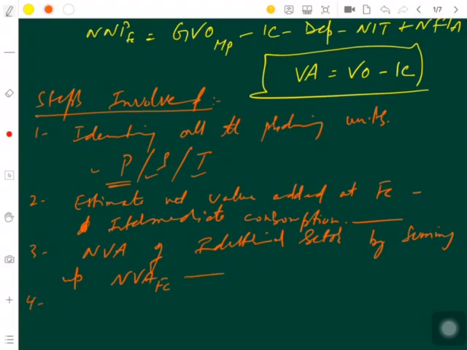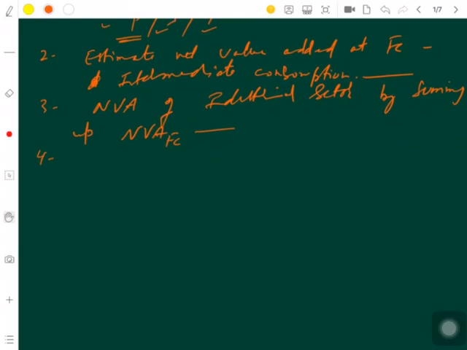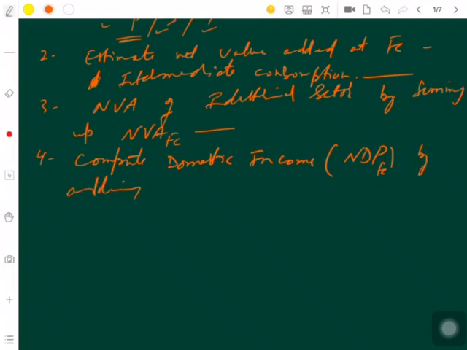So number four, now we have to compute domestic income. What is domestic income? As I said earlier, domestic income means NDP at factor cost, by adding up net value added at factor cost of all industrial sectors. You see, we are reaching from micro to macro now.